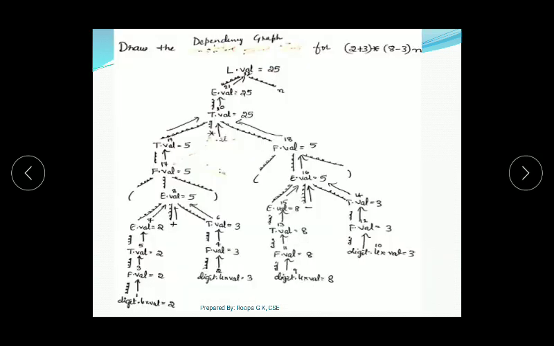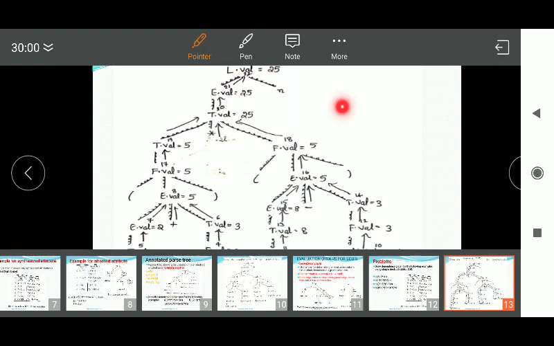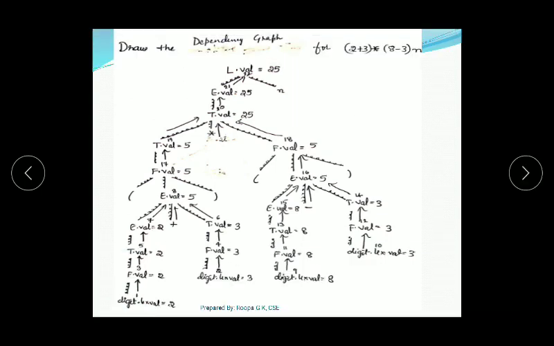This example I will show you. First write the parse tree using dotted edges like this: 2 plus 3 into 8. I took the same example for simplicity. So there are two types of edges. One is the dotted edge, another one is the directed solid edge. Dotted edge means parse tree edges, and solid edge means dependency graph edges.